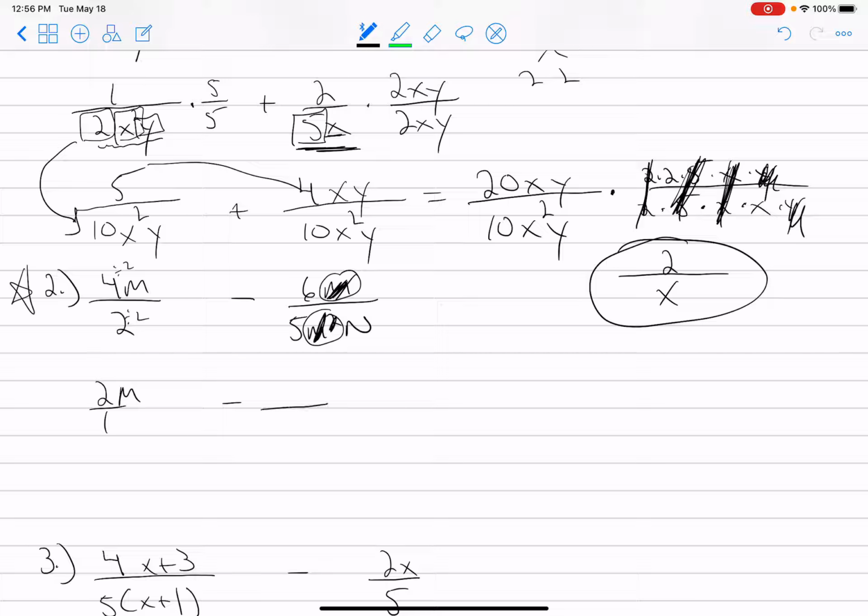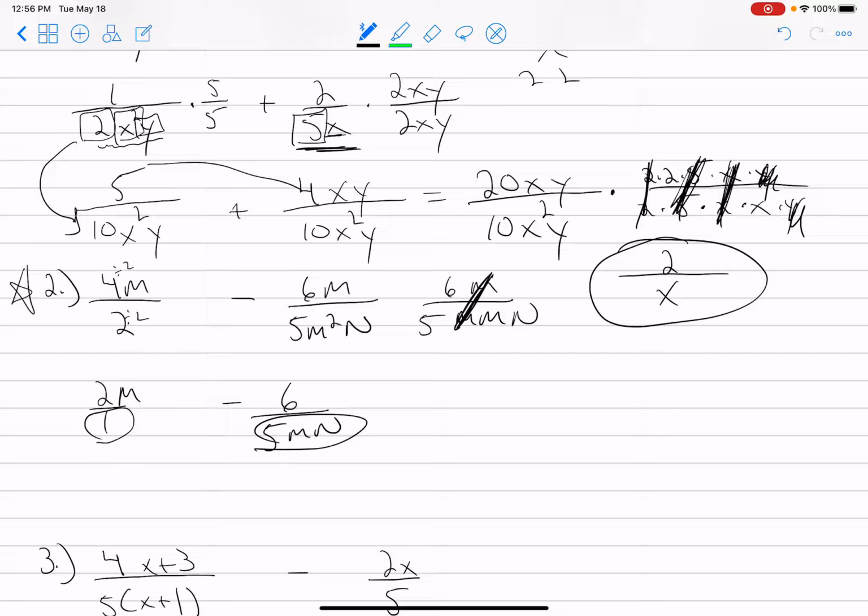So I'm left with just, and just to be clear, this is 6 times m. This is 5 times m times m times n. I can cancel one of those m's out. So I'm left with 6 over 5mn. This one's a 1, this is a 5mn. So it looks like I need to just use 5mn as my denominator. So I have to take this. How do I turn a 1 into a 5mn? You multiply it by 5mn over 5mn.